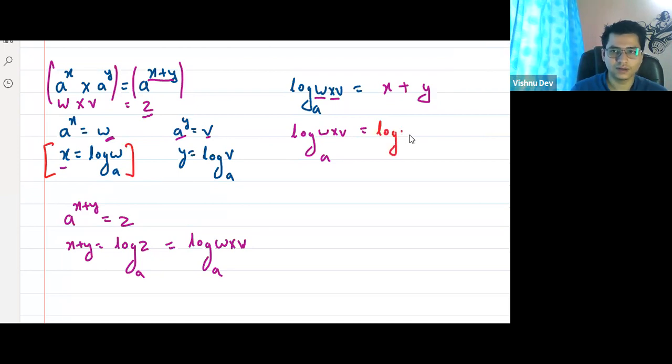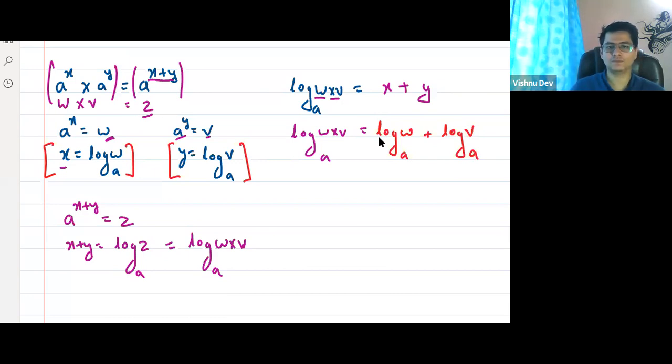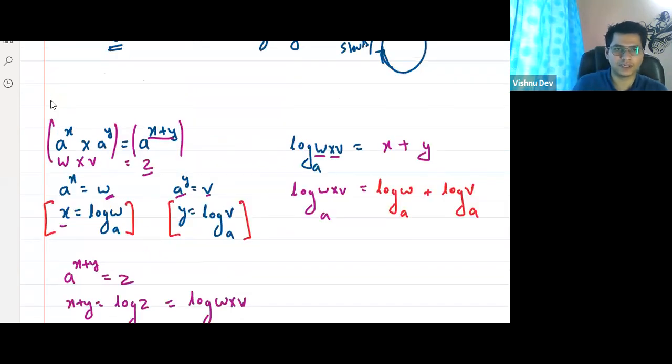Log w base a. Yes or no? And what is y? Log v base a. Now did you understand? Okay, Pranjan, what do you want me to explain again? Tell me. Okay, I'll give you an example, then again I'll come to this. So this is the first property, Property 1.